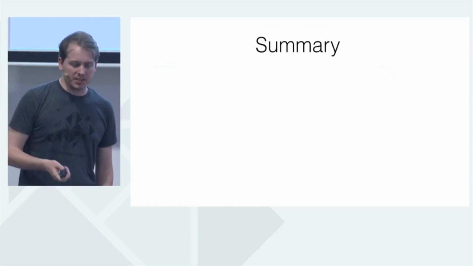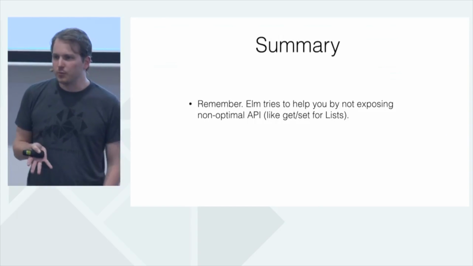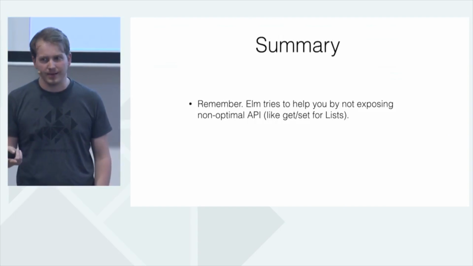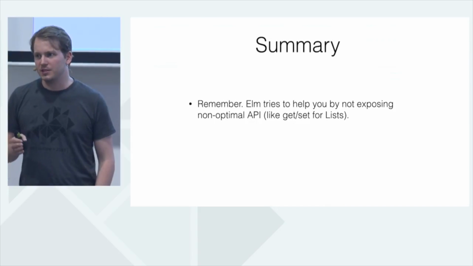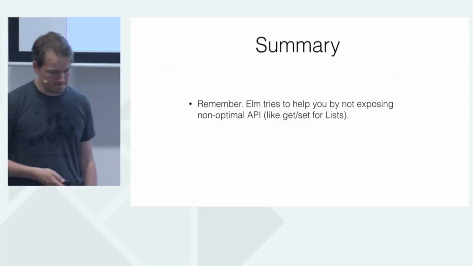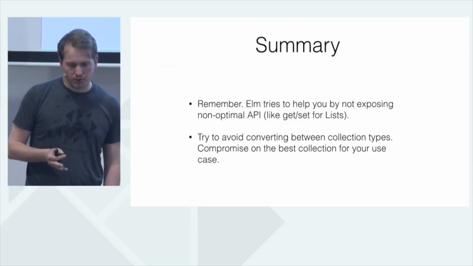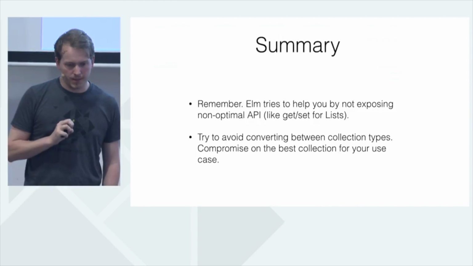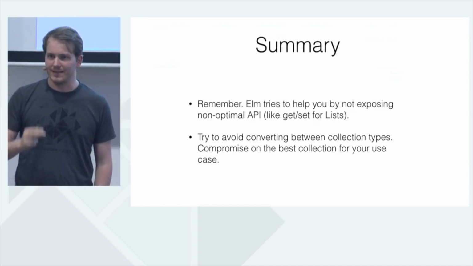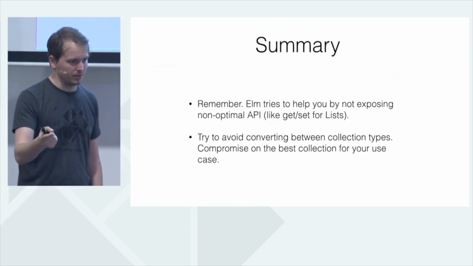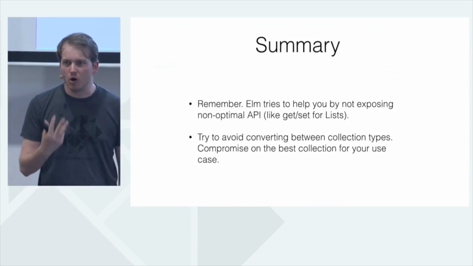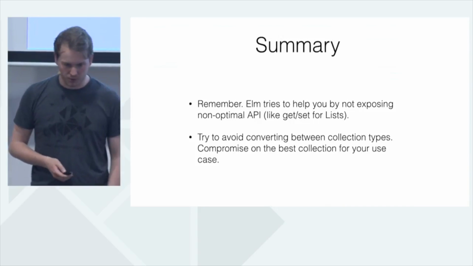When deciding what collection to use, try to remember that Elm tries to help you. There's a reason the list module does not expose a getByIndex or setByIndex function. It's because lists are not great for those use cases. They're slow for that. You should use an array instead. And you should try to avoid converting between collection types. If you're performing list map, fold left, or something like that, and then convert to an array because you need to get the fifth element, and then convert back to a list, that is going to be slow. So try to pick the data structure that fits most of the things you're trying to use it for.